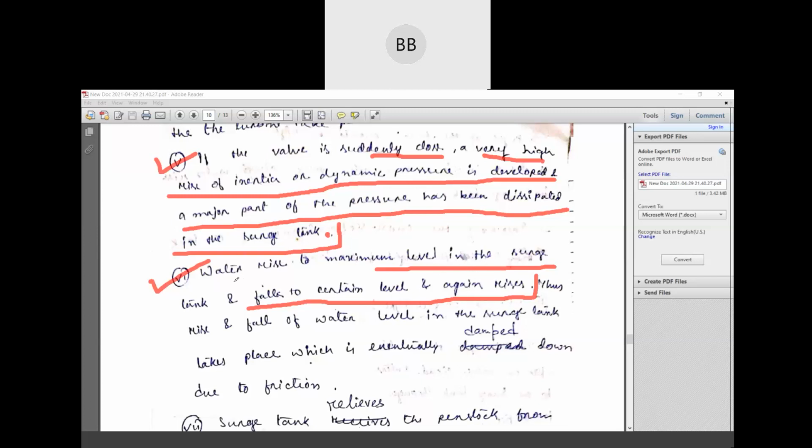Okay, so that's what is written here. Water rises to maximum level in the surge tank and falls to a certain level. Okay, and again rises. Thus, rise and fall of water level in the surge tank takes place, which is eventually damped down due to friction.